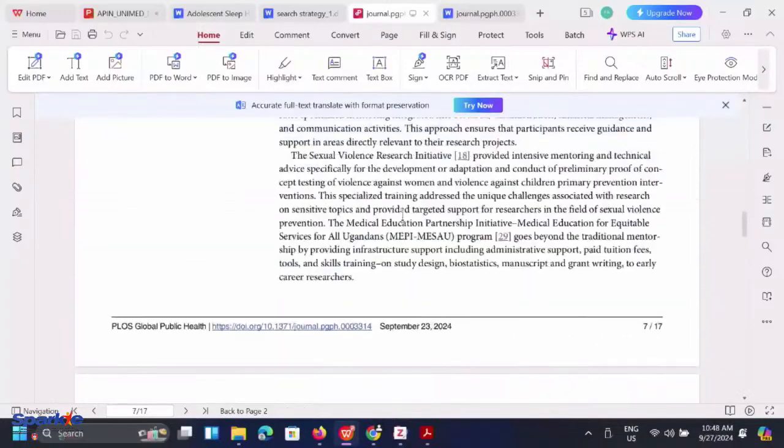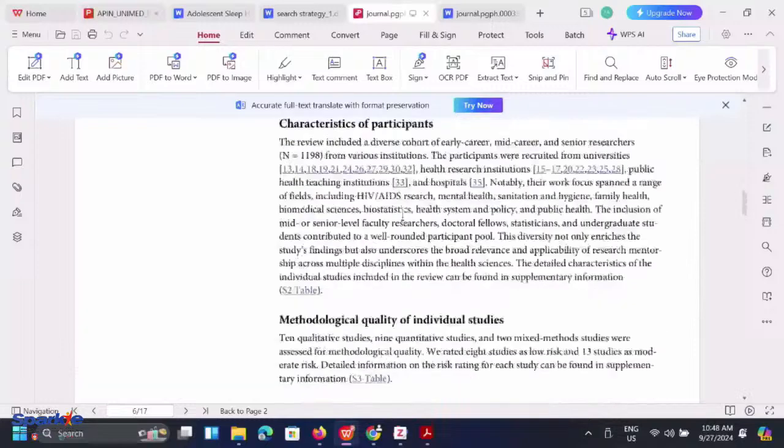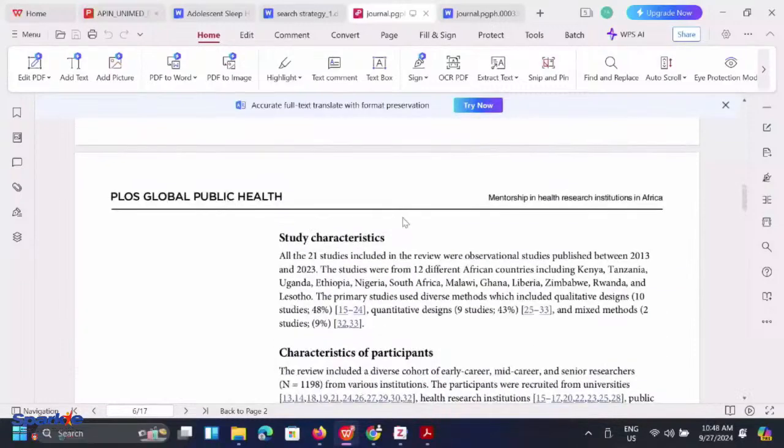Where is it? The results. Okay, yeah, the study characteristics. All these are bibliometrics, just that they are not represented in tables and charts. All this information here.